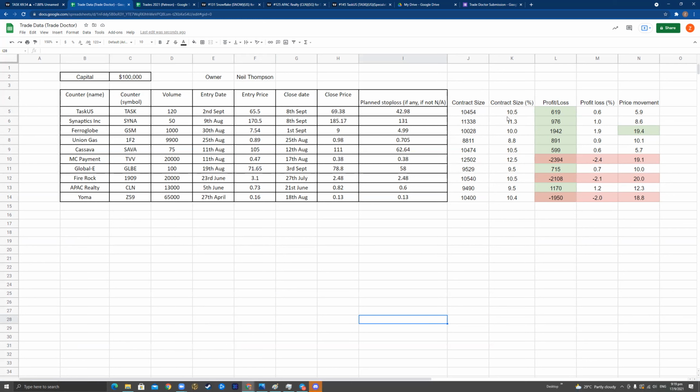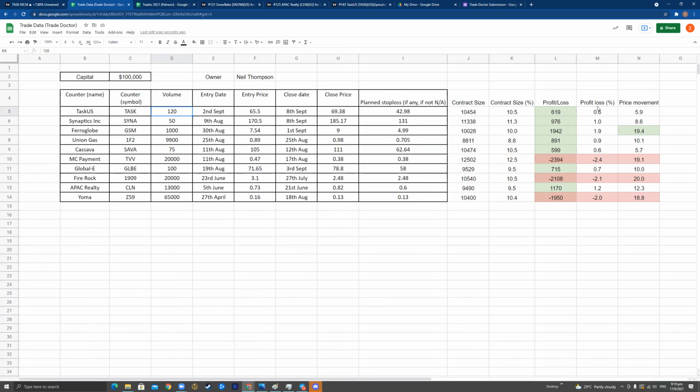Next is contract size. Contract size is how big the contract is with regards to his total capital. So we have 10.5%, 11.3%. Then the third column is profit loss. Of course, what is his outcome for his particular trade? It is basically the exit price minus the entry price multiplied by the volume. Then you get the profit loss.